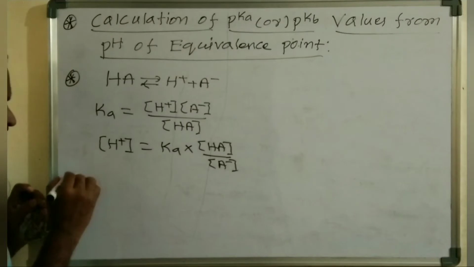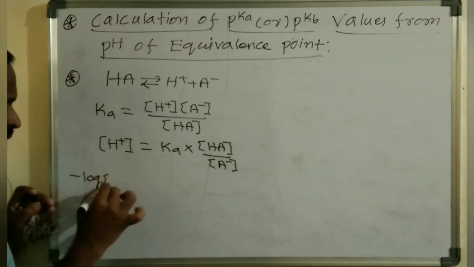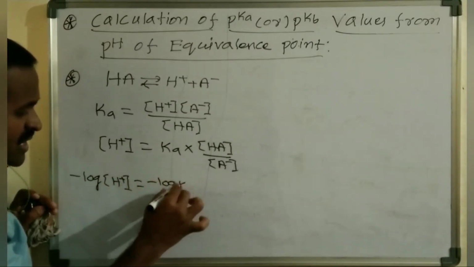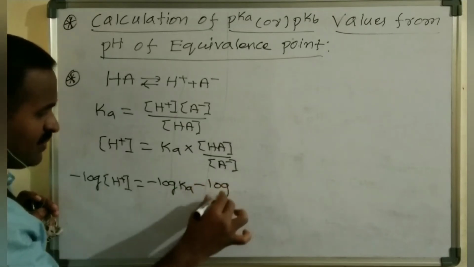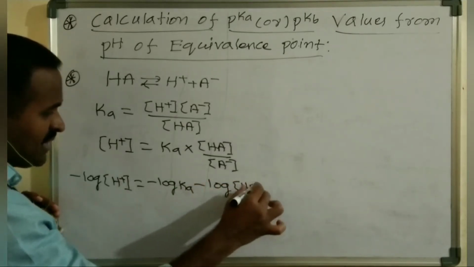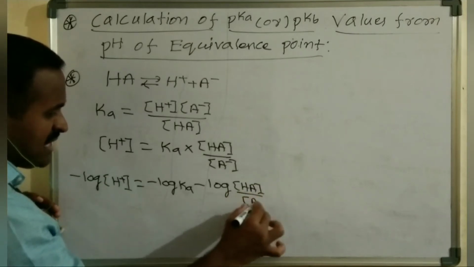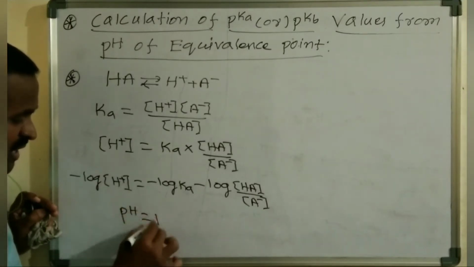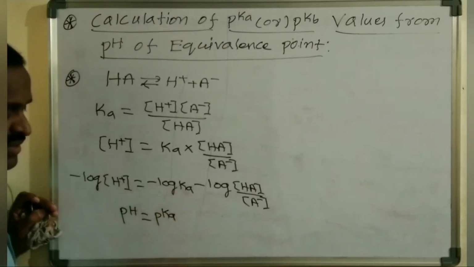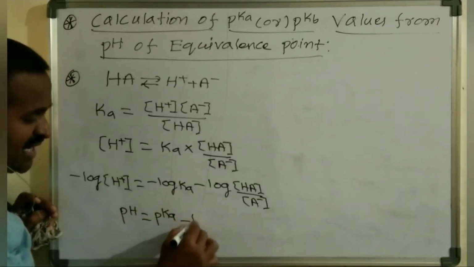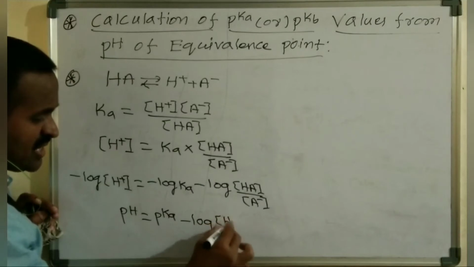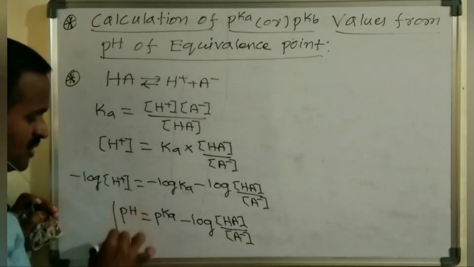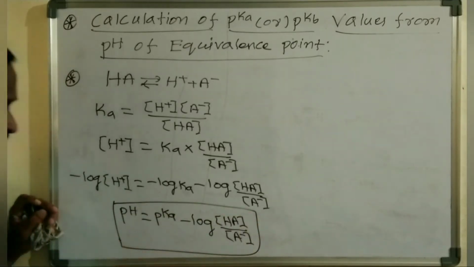Take the minus logarithm on both sides. Minus log of H plus ion concentration is equal to minus log of Ka, minus log of HA concentration divided by A minus ion concentration. So this is simply the pH, and minus log Ka is pKa, as per the basic definition of pH and pKa. This is the simple formula to find the pH.